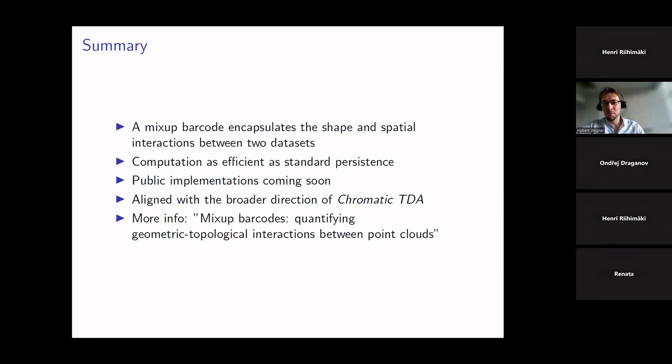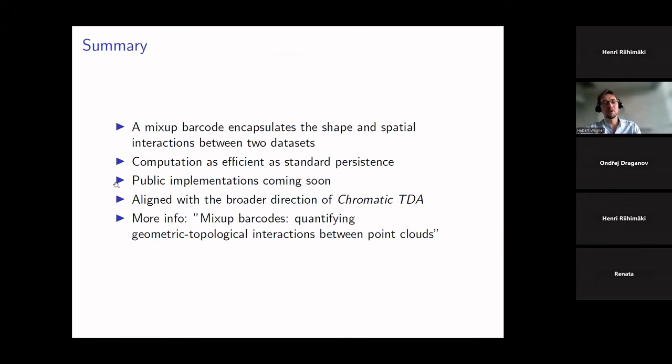So we're pretty much out of time, but that's actually good timing. So to summarize, what I tried to convince you of is that this idea of a mixup barcode gives you a descriptor which encapsulates the shape, not only the shape of data, but also, let's say, spatial interactions between two different data sets embedded in the same space.